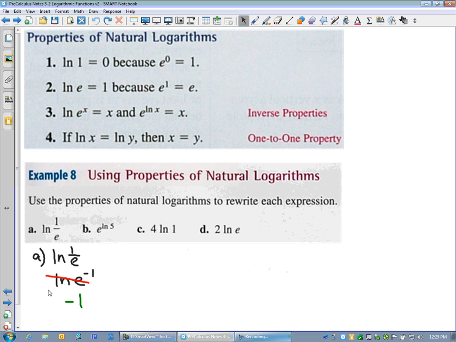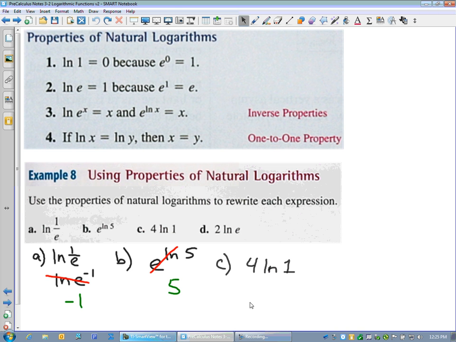That was eventually using the inverse property. For part B, we have e to the natural log of 5. And then this is, again, our inverse property. e and the natural log cancel each other out, and it leaves just a 5.